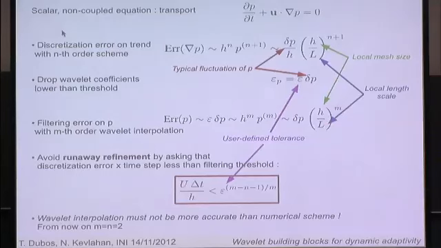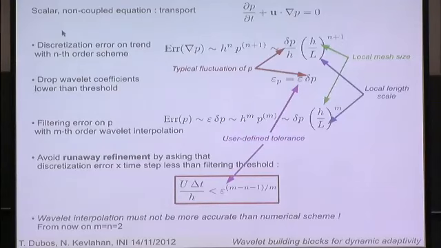So if I compare this and that, I'll find that for the truncation error times delta t to be less than the filtering threshold, I need a Courant number smaller than this. And typically epsilon will be less than 1. So if m is larger than n plus 1, I have a problem, because this will restrict my time step, and I don't want this to happen.